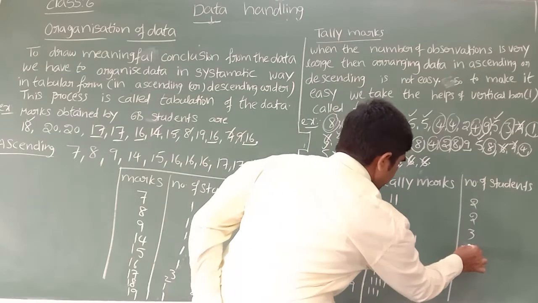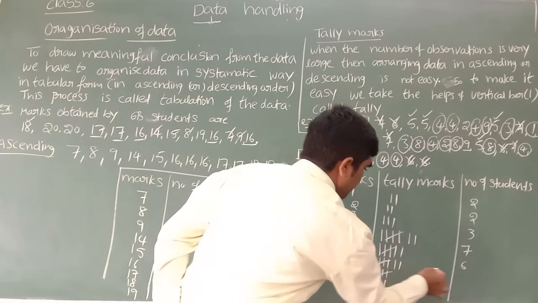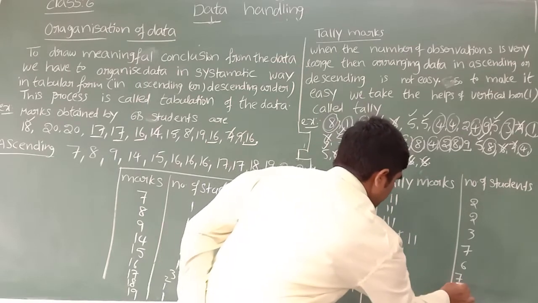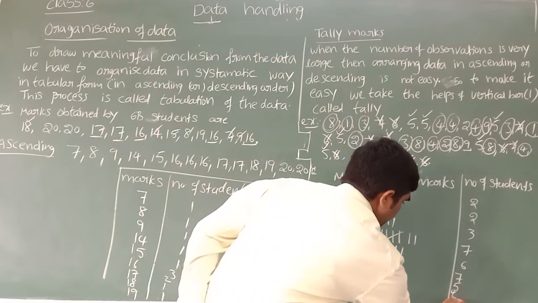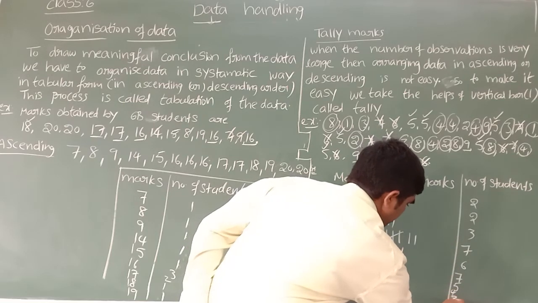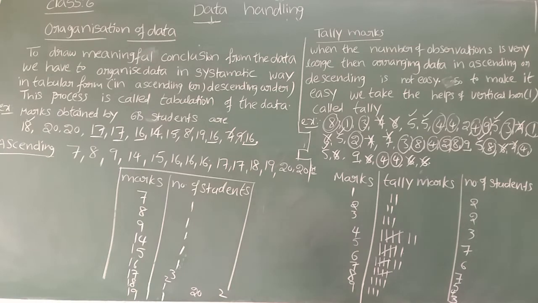5, 6, 7 we can write here. Here 5 marks, 5 students are here, 4 we can see, and the last one is 3. So this is the way we can arrange the information by using tally marks.